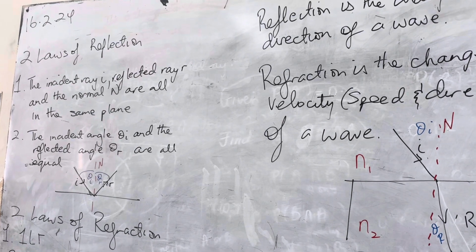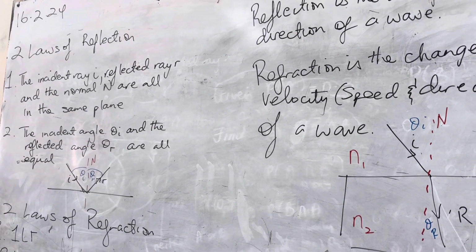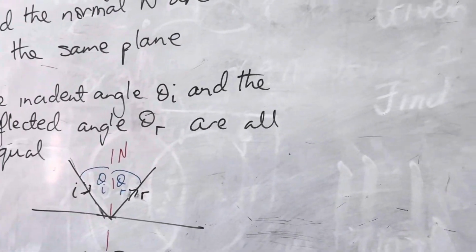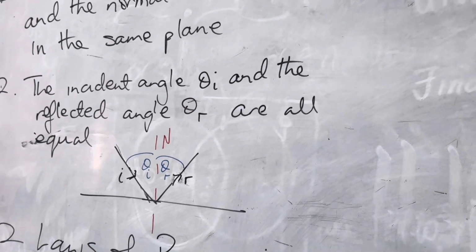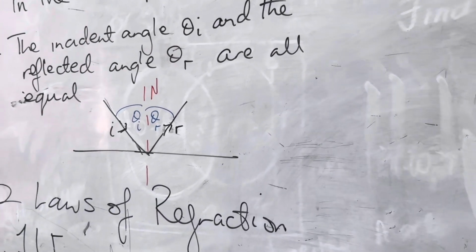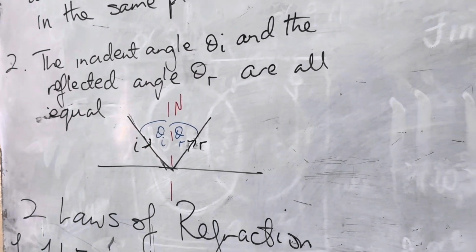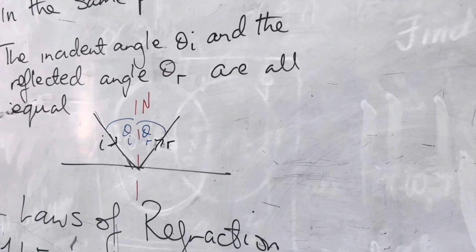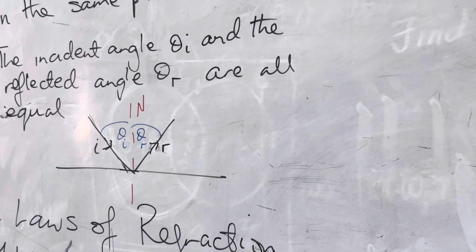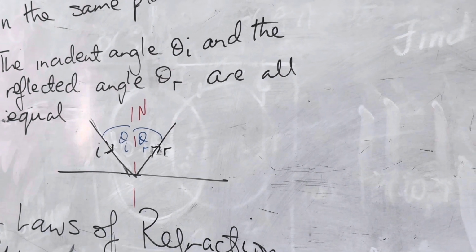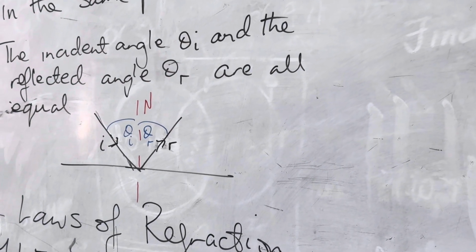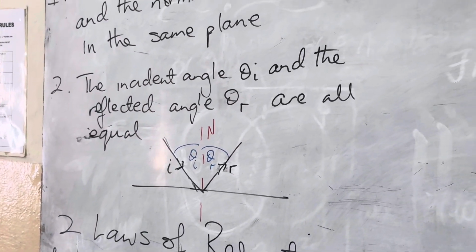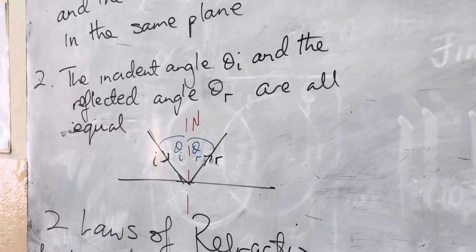The second law of reflection is that the incident angle theta I and the reflected angle theta R are equal. So if you look at the diagram, you're going to see the surface that the ray is reflecting off, and you'll see that the angles the two rays make against the normal are equal to each other, right? So the normal is 90 degrees to the surface. So anytime you hear the word normal, it means 90 degrees, right?